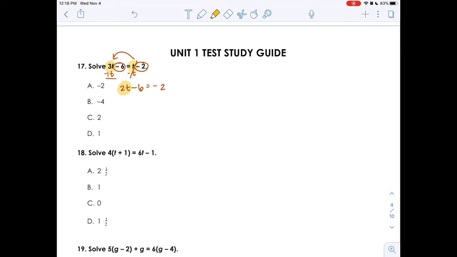In order to get the 2t by itself, I'm going to add 6 to both sides. Negative 6 plus 6 is 0, leaving me with 2t equals 4. And finally, I'm going to divide both sides by 2. 2 divided by 2 is 1, leaving me with t equals 2. C.